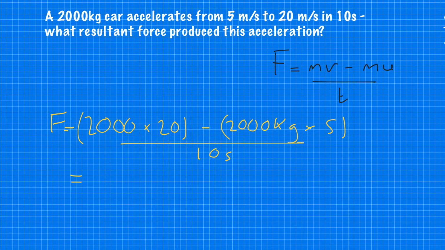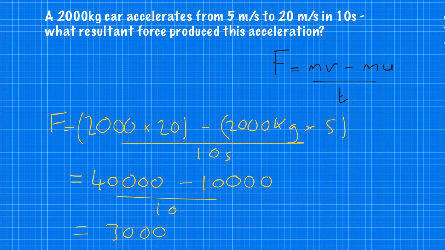So that leads us to 40,000 minus 10,000 divided by 10, which gives us 30,000 divided by 10, which gives us a force of 3,000 newtons. Don't forget the units at the end. So all we've done there is read the question and substituted in these numbers from the question for the correct symbols, and then worked out the calculation following.